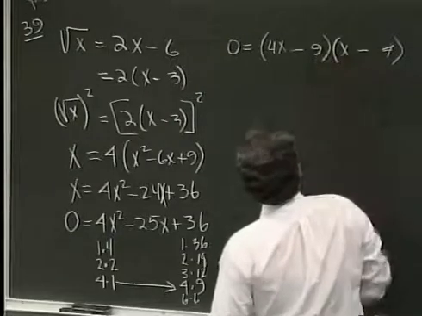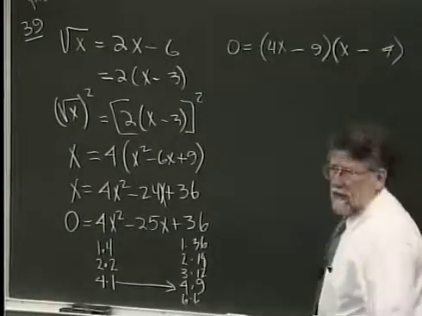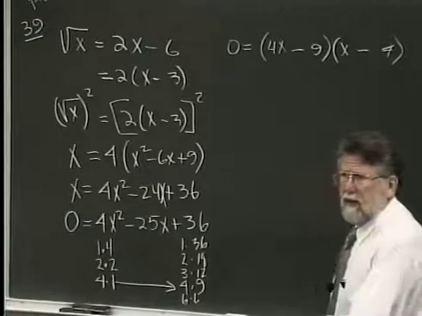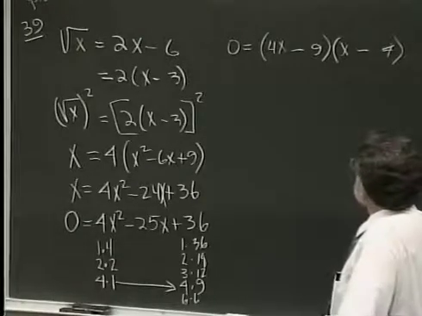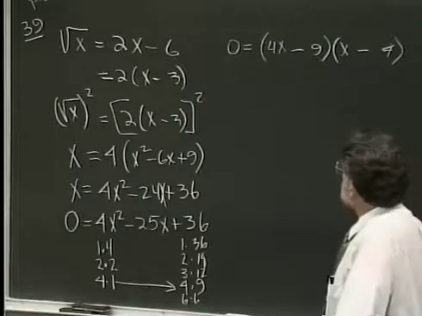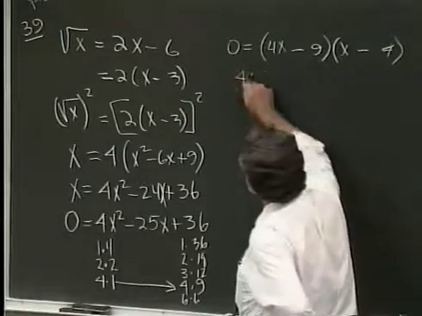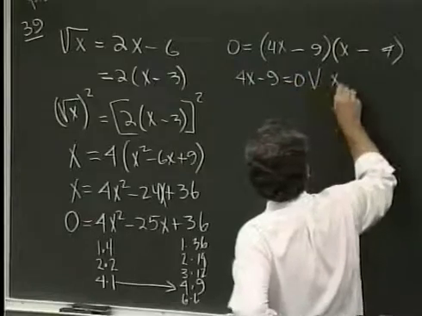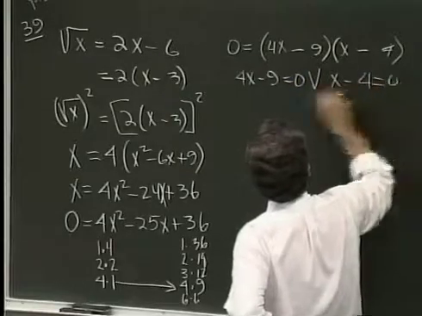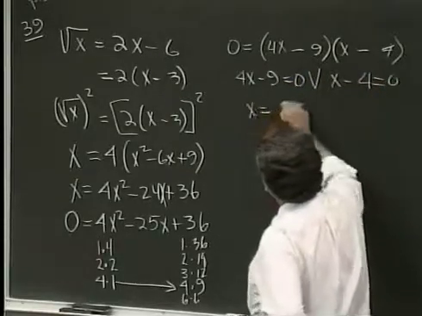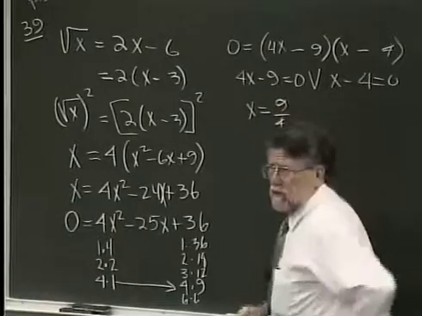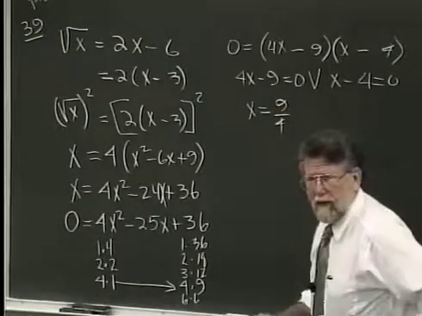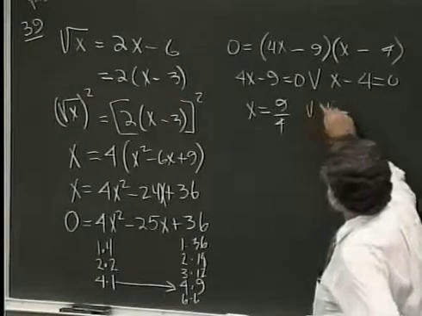And both of them are negative, and that gives me 4x squared. It gives me a negative 25x and a positive 36. So that says 4x minus 9 is equal to 0, or x minus 4 is equal to 0. That says that x can be 9 over 4, and I'm just really excited about substituting that one in. Or x equals 4.